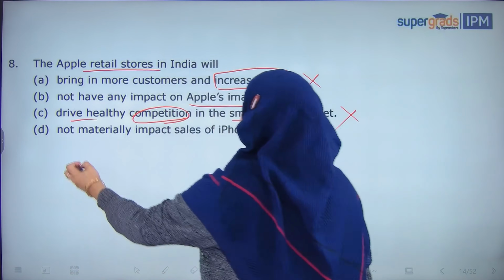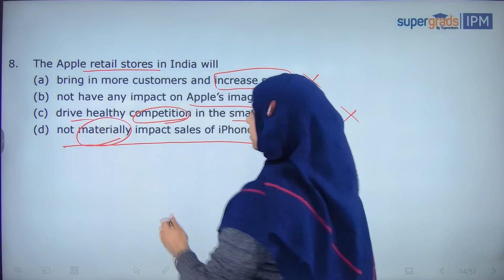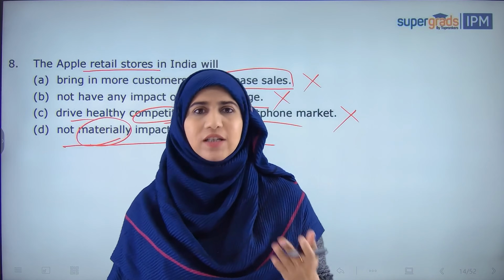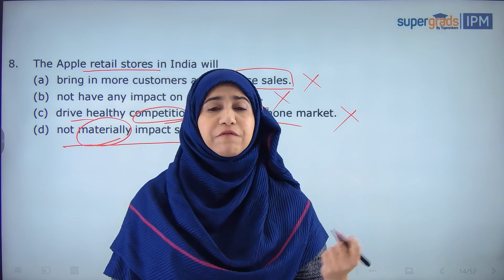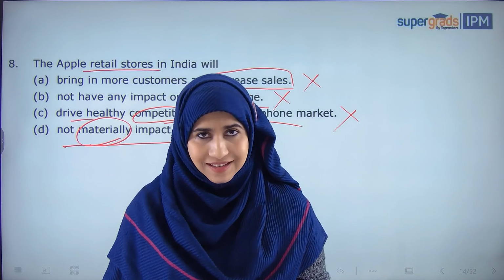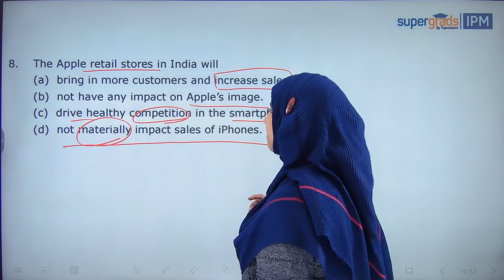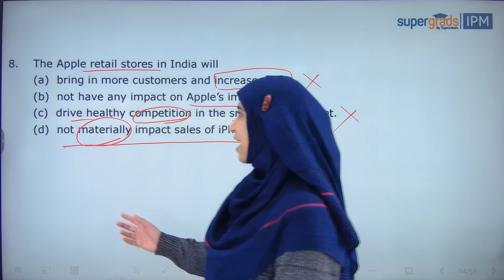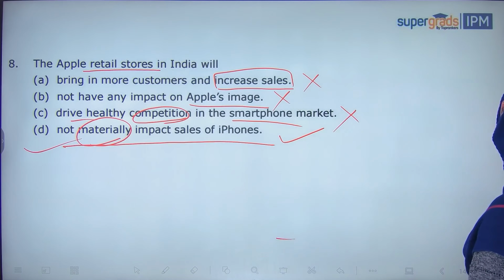It will not materially impact sales of iPhones. Yes, please understand the word materially here. It was given that it would not translate to a very, very huge or phenomenal increase in sales, right? So this might not happen. That's given in the passage. So obviously D is correct as per the passage and it is the right answer. I hope it is clear. Next question.